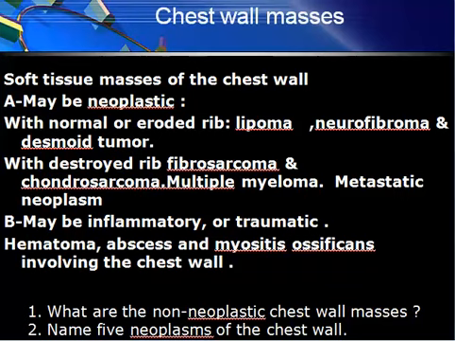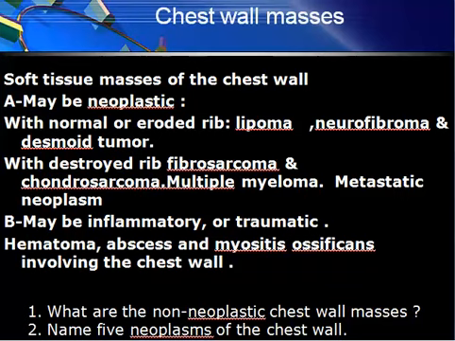Again, soft tissue masses of the chest wall may be inflammatory or traumatic, as hematoma, for example, abscess, myositis ossificans. All these conditions can involve the chest wall. What are the non-neoplastic chest wall masses? So we'll exclude from above the neurofibromas, the lipomas, and fibrosarcomas, chondrosarcomas, multiple myelomas, metastases. It may be inflammatory or traumatic.